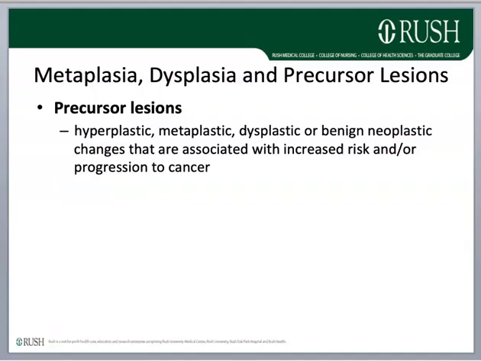So precursor lesions are sometimes spoken of in conjunction with dysplasia, but actually precursor lesion is a more general type of description and may include hyperplastic, metaplastic, dysplastic, or even benign neoplastic changes that are associated with a clinically increased risk of or progression to cancer. So this is a less specific term.